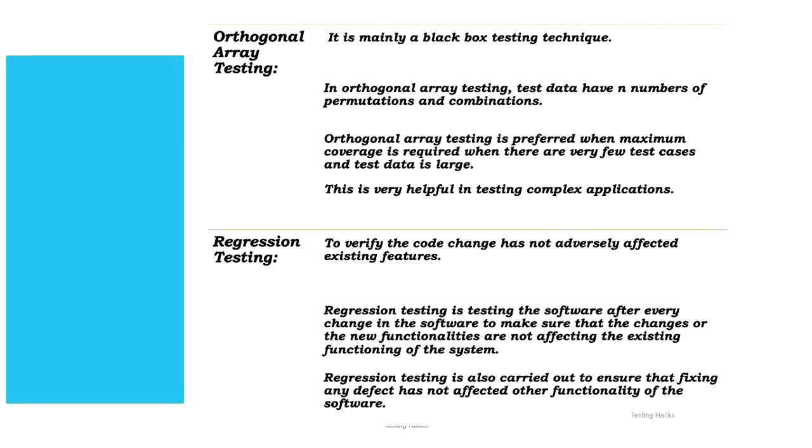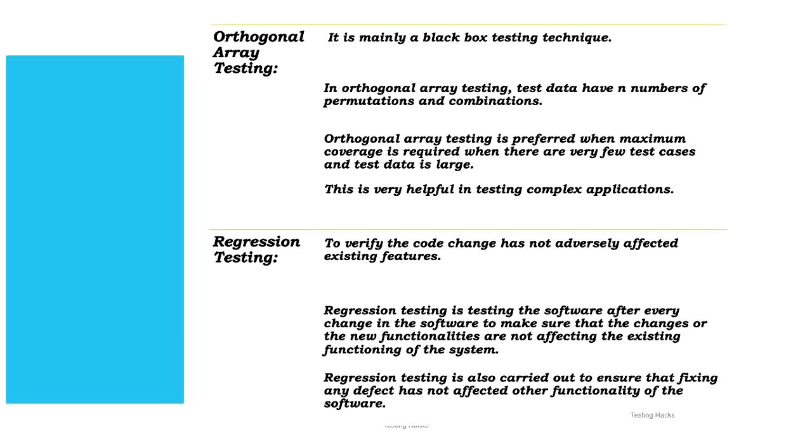The next technique is orthogonal array testing. It is mainly a black box testing technique. In orthogonal array testing, test data have n number of permutations and combinations. Orthogonal array testing is preferred when maximum coverage is required, when there are very few test cases and the test data is large. This is very helpful in testing complex applications.